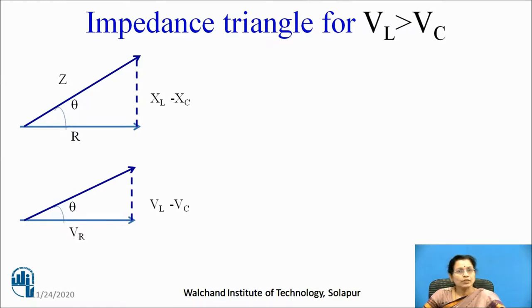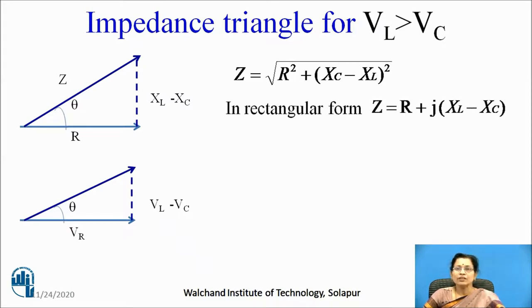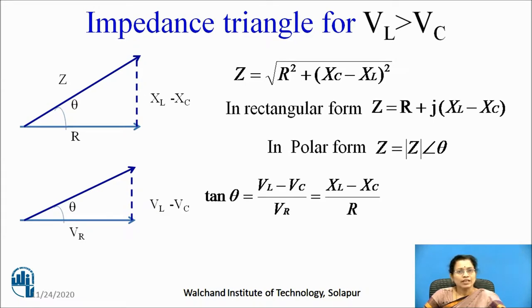From this voltage triangle we can also draw the impedance triangle, and we can write down the formula for Z as under root R square plus (XC minus XL) square. In rectangular form Z equal to R plus j(XL minus XC), and in polar form Z equal to magnitude of Z angle theta. And from both triangles we can write tan theta, and we can calculate theta as tan inverse of (XL minus XC) by R.